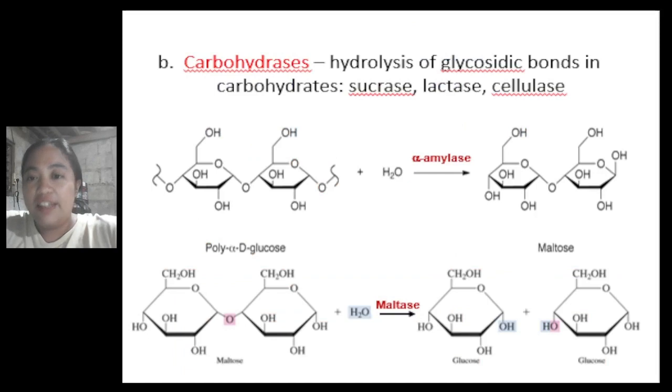Now, for carbohydrates or sugars, they also need carbohydrases. They catalyze the hydrolysis of glycosidic bonds. So, for example, alpha amylase and maltase, or the sucrase, lactase, cellulase, they are carbohydrases.